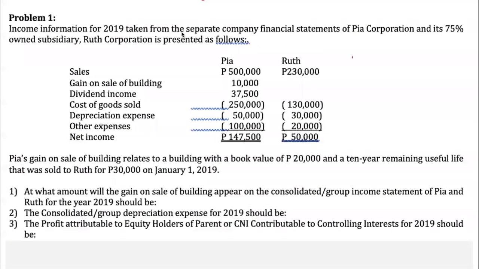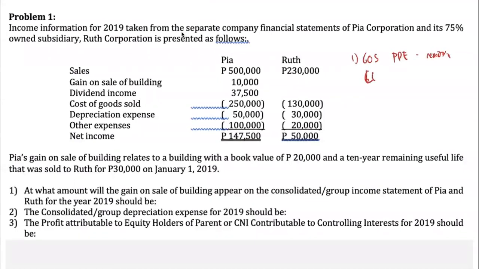So we said any gain on sale on your property, plant, and equipment should be removed. Any loss on sale should also be removed. So tatanggalin natin yung gain on sale na yan, 10,000. So magkano matitira? Eh di zero. Ayan. So pag tinanong sa inyo, what amount of gain on sale will be presented? Ang sagot nyo, zero lagi. Why? Because gain or loss on sales should be removed. So we remove them, zero.